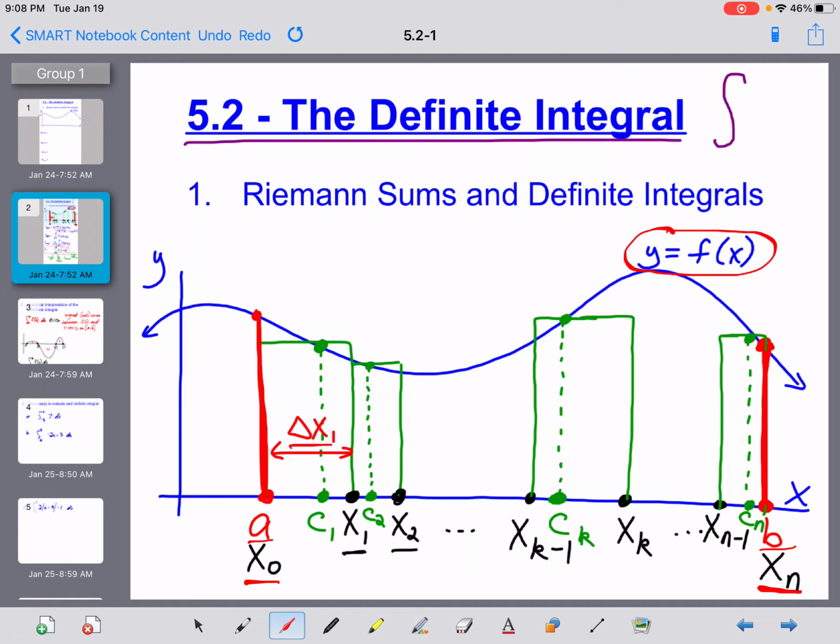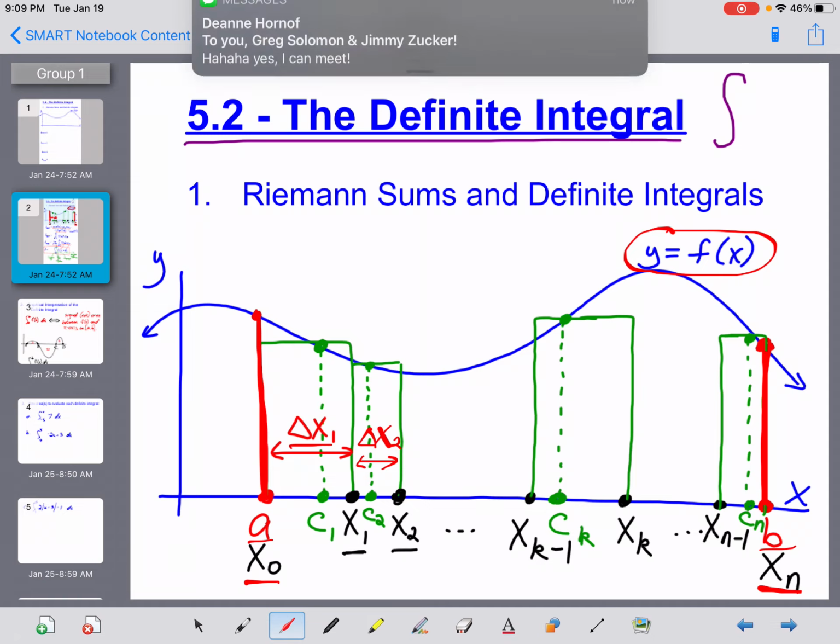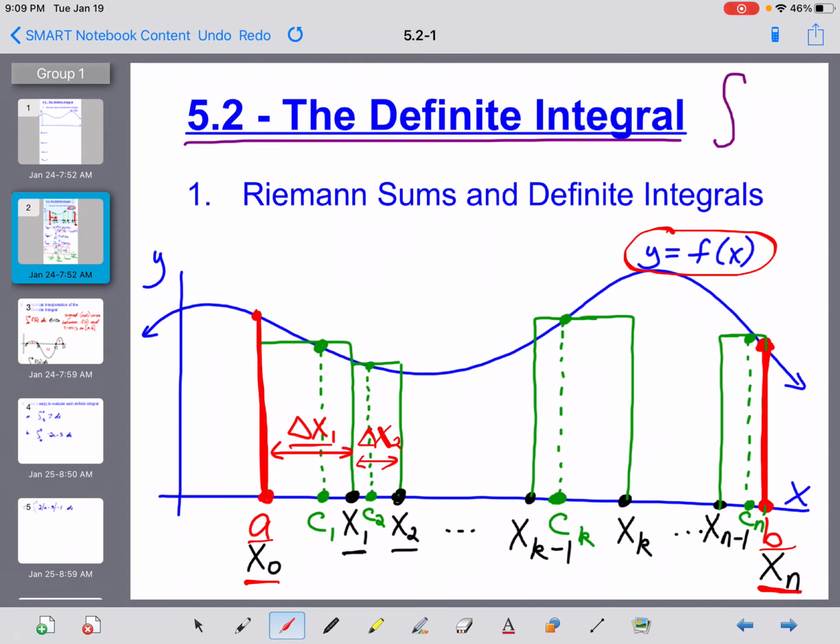Delta x sub 1 is the change in x values in your first subinterval from x0 to x1. This one right next to it, from here to here, that amount would be delta x sub 2, and so on and so forth. I'll come back to the c's here a little bit later on, okay?